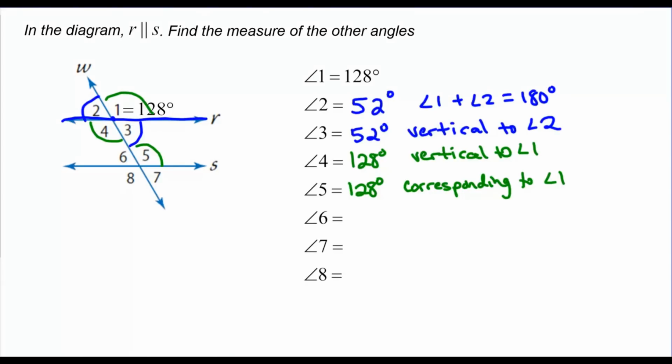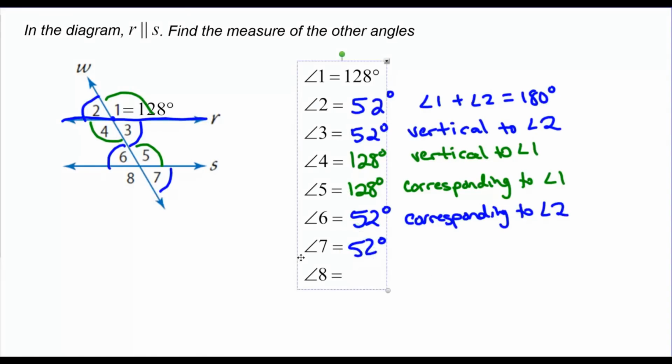So angle 6, how big is angle 6 going to be? Angle 6 is going to be 52 degrees. Why? There are a lot of ways we can prove it now. It's supplementary to angle 5. It corresponds with angle 2. That's the one I'm going to write down. So it's corresponding to angle 2. It's alternate interior to angle 3. And I think that about covers it. So angle 7 is going to be 52 degrees as well.